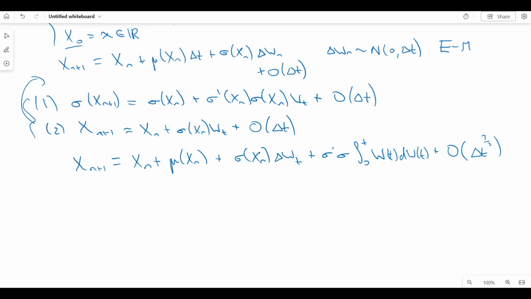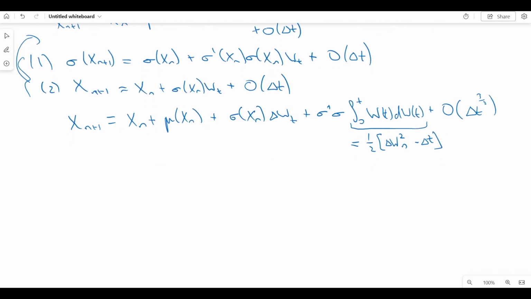There are two more things we need to do to get the final Runge-Kutta form. The first is that we calculate this integral explicitly. It turns out this Ito integral is just equal to half times delta wt squared minus delta t. The second thing is that we use the following extra step to approximate sigma prime. This will come in use for cases where we want to model a stochastic process, but sigma prime is really hard to compute.